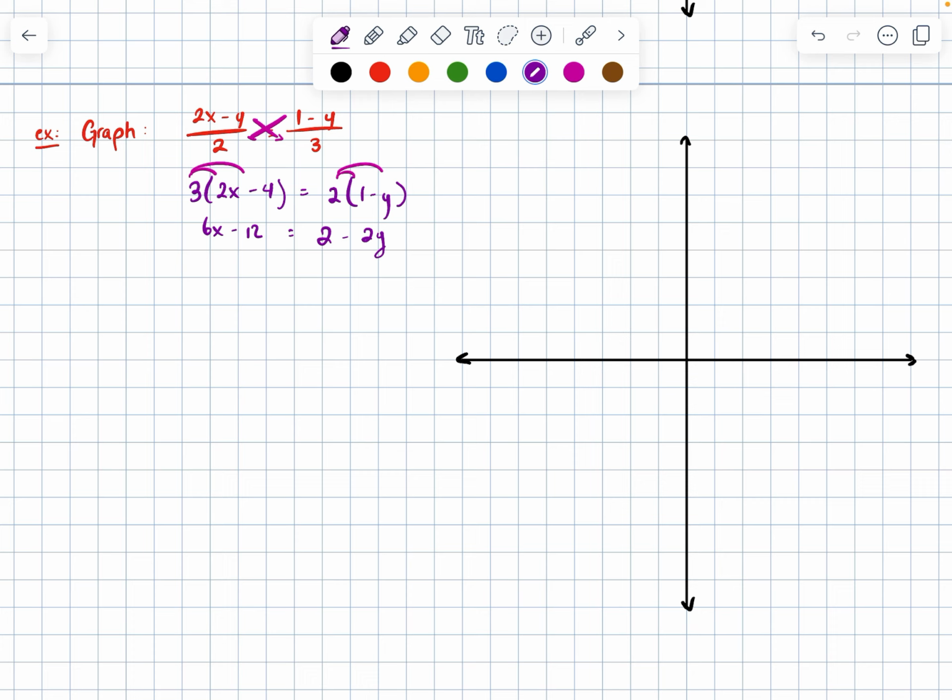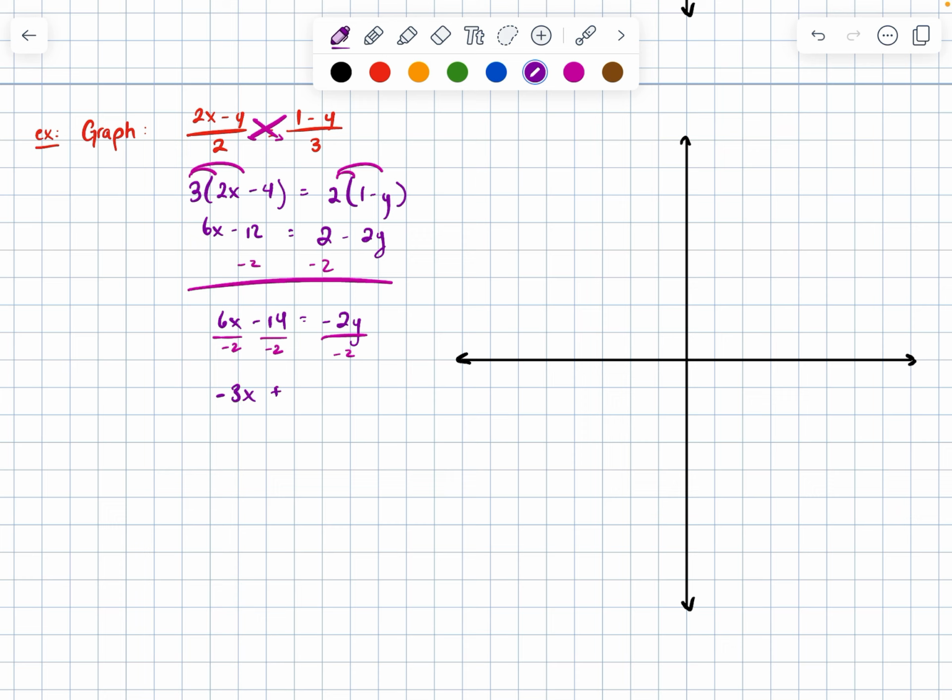Okay, 6x minus 12 equals 2 minus 2y. Now, I just want to get y by itself. So the easiest thing for me to probably do is to get rid of this 2. So let's subtract 2 from both sides. When I do that, I get 6x minus 14 is equal to negative 2y. Divide both sides by negative 2 to get y by itself.